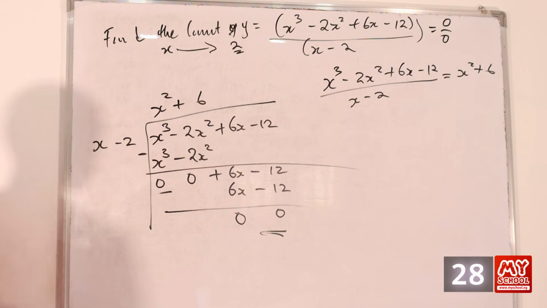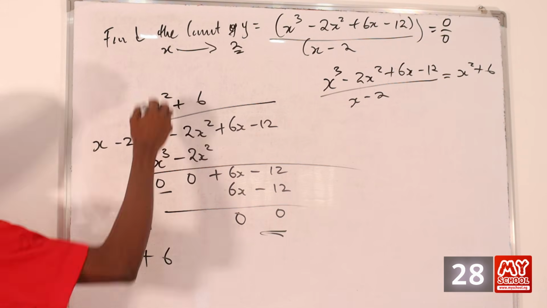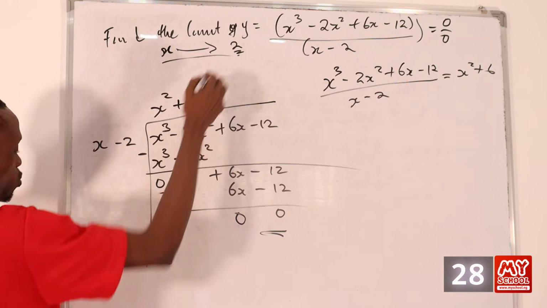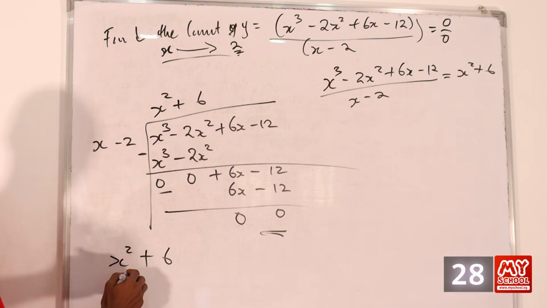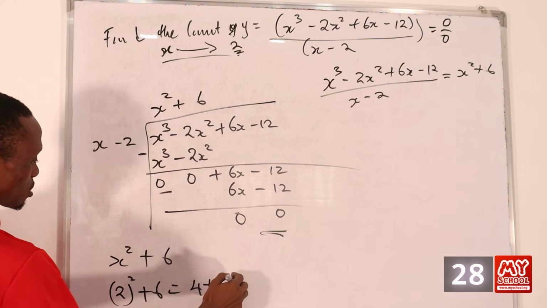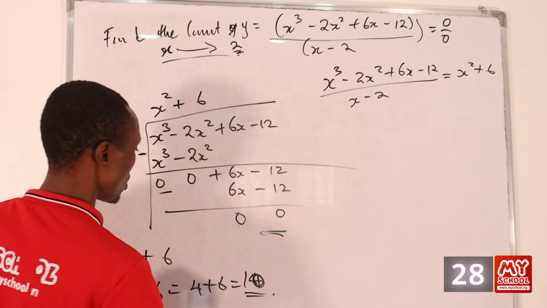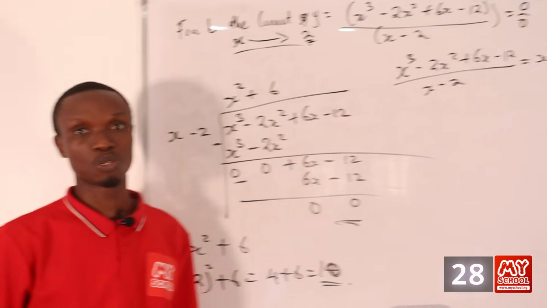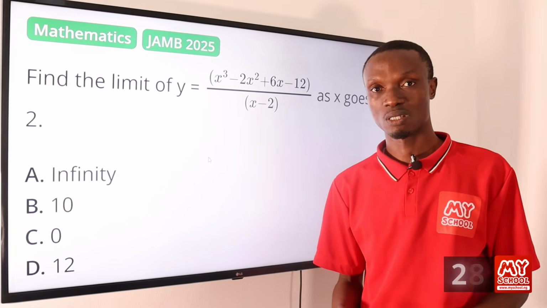In that x squared plus 6, we can now substitute the value of x. Remember that as x goes to 2, we replace x with 2. So you'll have 2 in brackets raised to power 2 plus 6, which equals 4 plus 6, and that equals 10. So let's return to the screen to pick the correct answer to this question, and that is option B, 10.